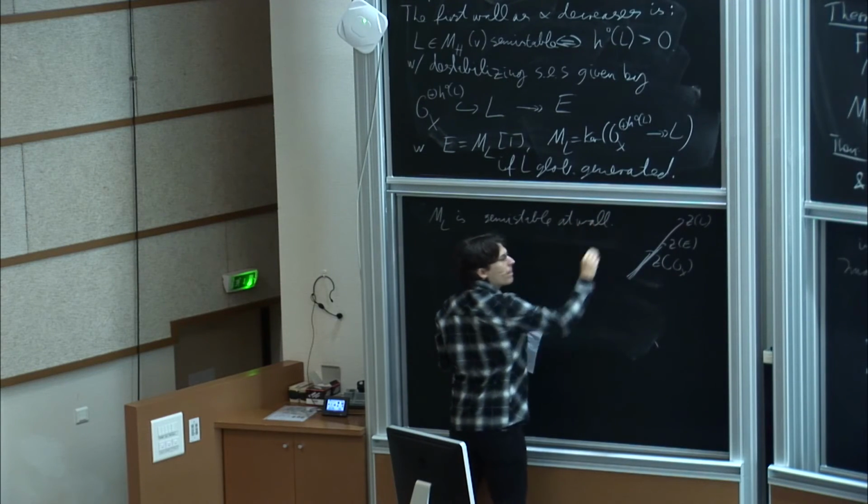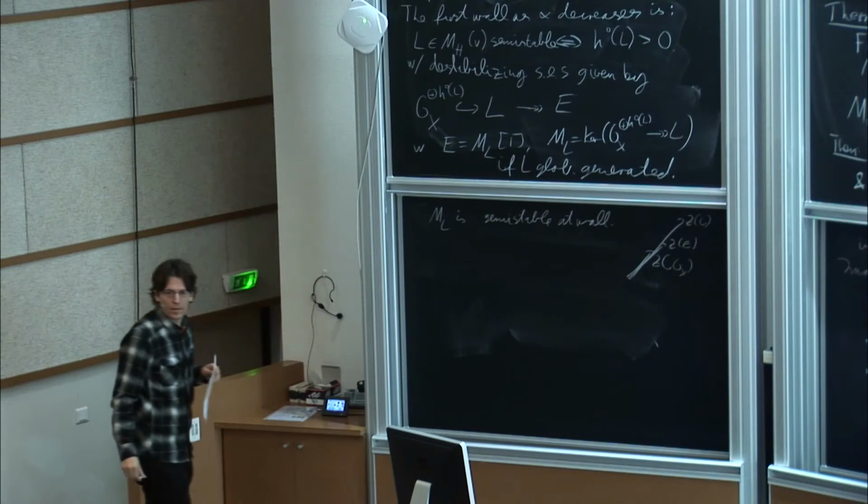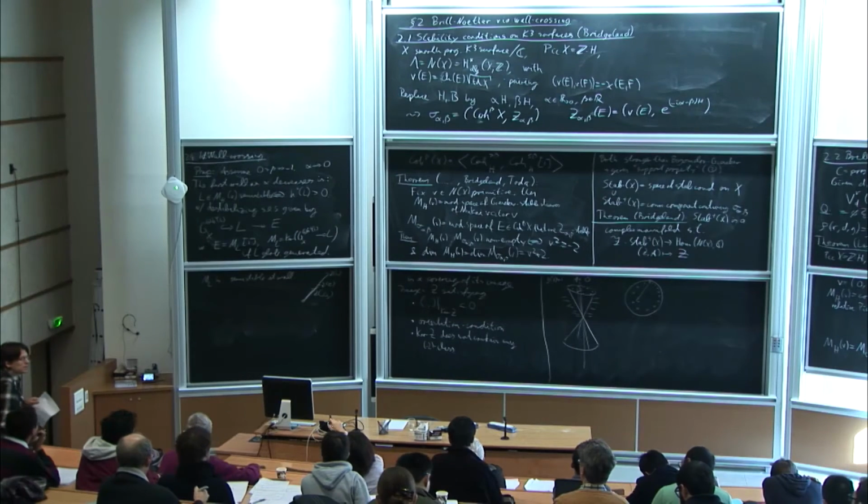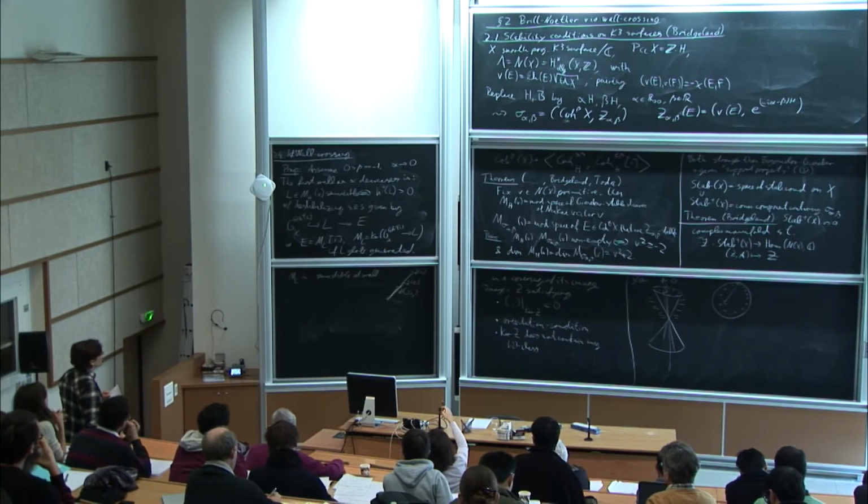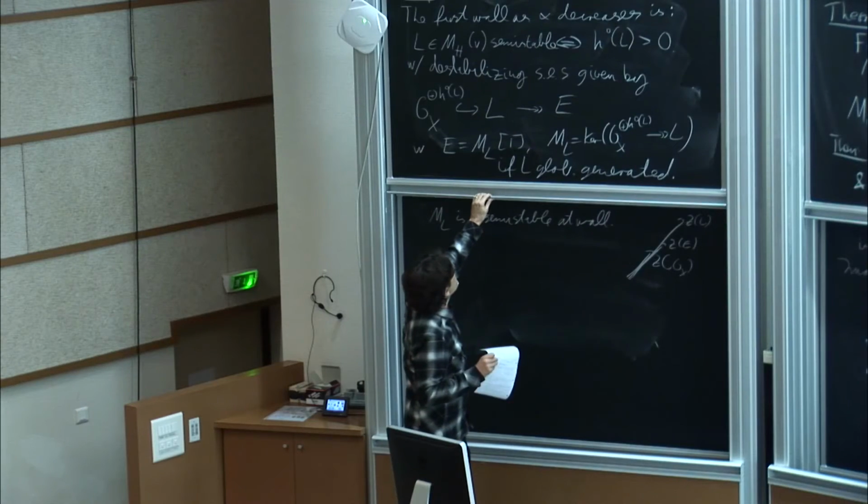Sorry, but I think I'm missing things completely. So you have this OX plus H0 of L, which injects into L. Yes. Then you have ML, which is the kernel of the projection of the thing.